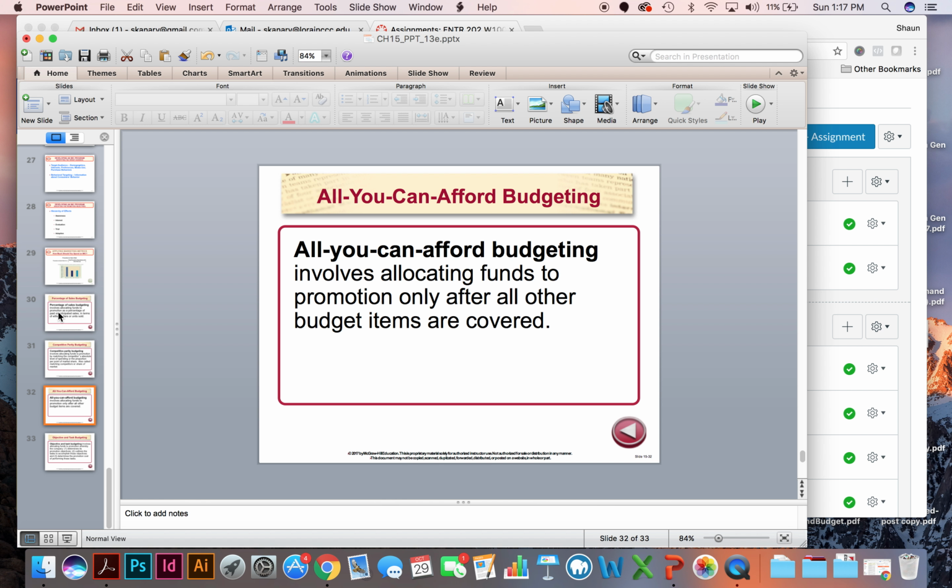The all-you-can-afford budgeting involves allocating funds to promotion only after all other budget items are covered. For instance, if you have revenue coming in and you've paid off all your costs and your overhead, and you have enough profit left over, you can dictate the rest of your revenue towards advertising, and you spend as much of that money as you can. Now, this is something I don't recommend. It's kind of hard to put together budget planning based on whatever's left over. Especially too, you're going to run into ups and downs, peaks and valleys of revenue, so you don't want to be not planning certain months in advance with a pre-planned marketing budget.